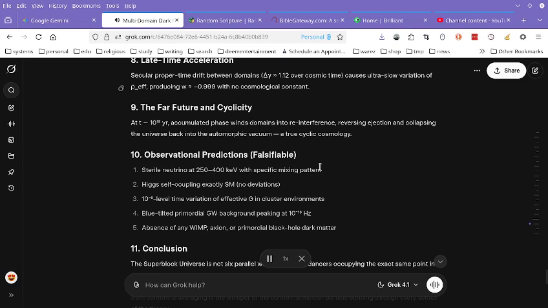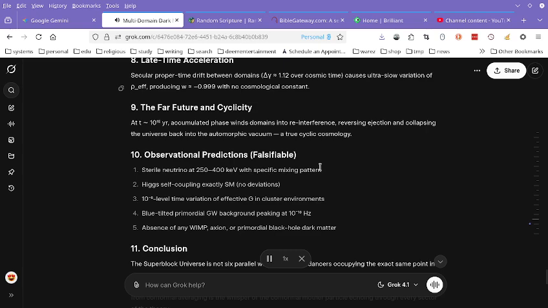10. Observational predictions, falsifiable. 1. Sterile neutrino at 250 to 400 keV with specific mixing pattern. 2. Higgs self-coupling exactly SM, no deviations. 3. 10 milli-level time variation of effective G in cluster environments. 4. Blue tilted primordial GW background peaking at 10^60 Hz. 5. Absence of any WIMP, axion, or primordial black hole dark matter.